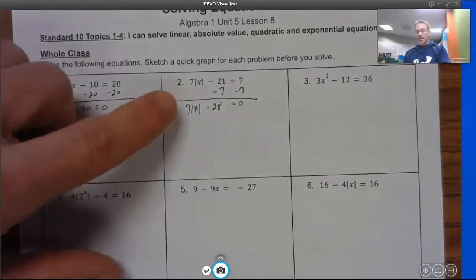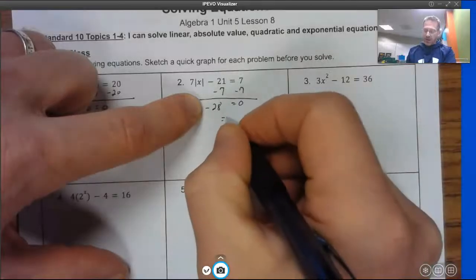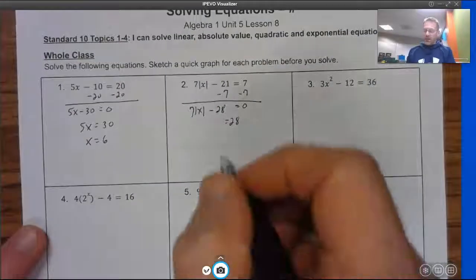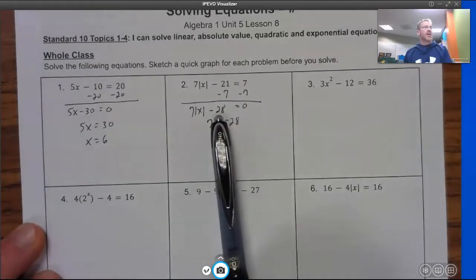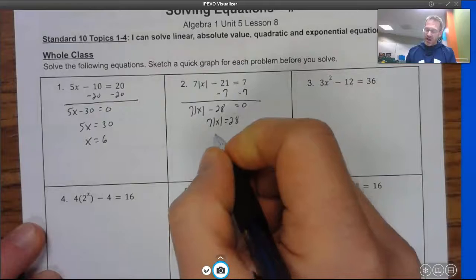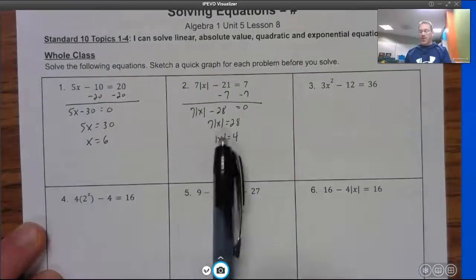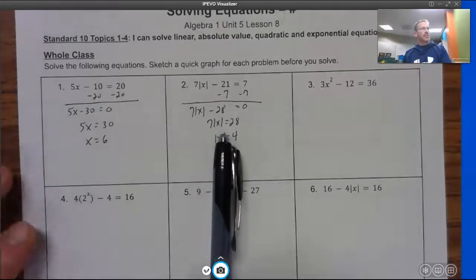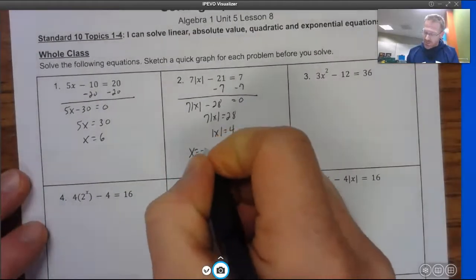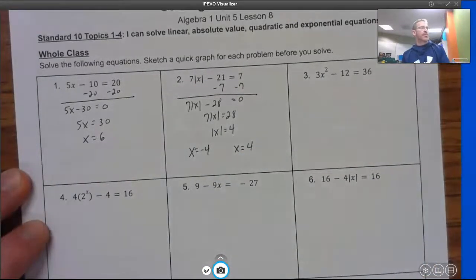Now we're right back to that next step, using the 0 property. What minus 28 is 0? And the answer is 28. So then 7 times the absolute value of x is equal to 28. Now it's that multiplication question. 7 times what is 28? 7 times 4 is 28. So the absolute value of x has to equal 4. Now, what numbers have an absolute value of 4? Negative 4 and positive 4. So x equals negative 4, x equals positive 4. And there are those 2 solutions that we're looking for.